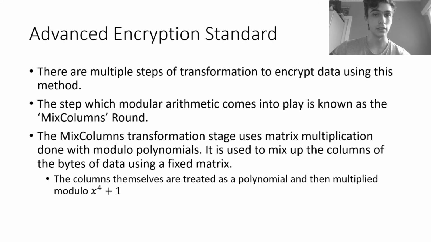The other method is Advanced Encryption Standard. This uses transformation of the data through different steps. The step where modular arithmetic comes into play is called the mix columns round. The mix columns transformation stage uses matrix multiplication done with modular polynomials. It's used to mix up the columns of the bytes of data using a fixed matrix. The columns themselves are treated as a polynomial and then multiplied modulo x to the power of 4 plus 1.